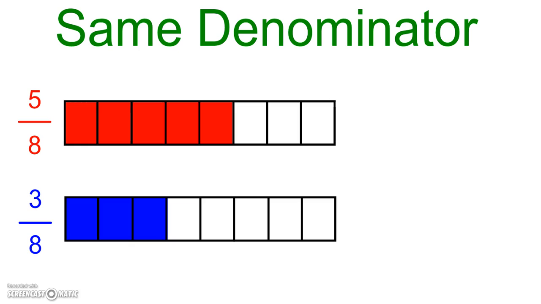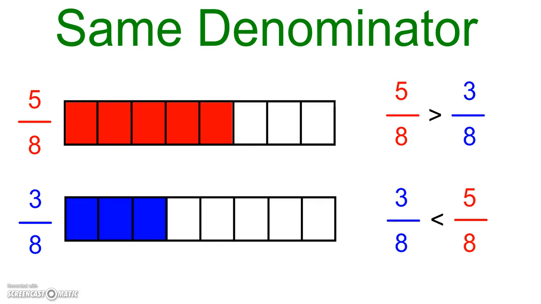Looking at my area models, it's pretty easy to see that the 5/8 is greater than the 3/8. 5 shaded pieces take up more space than 3 shaded pieces. I could also say that 3/8 is less than 5/8. Again, 3 pieces are less than 5 pieces. Notice that I'm looking mostly at my numerators when I make that comparison.